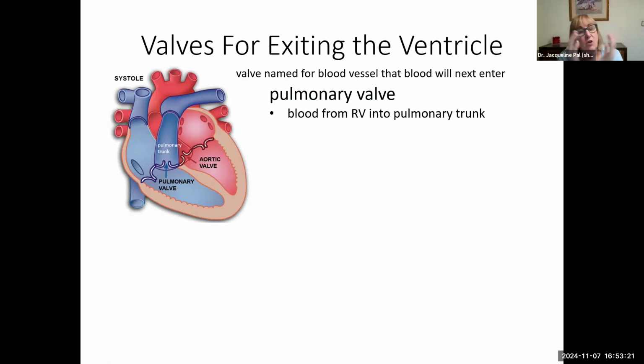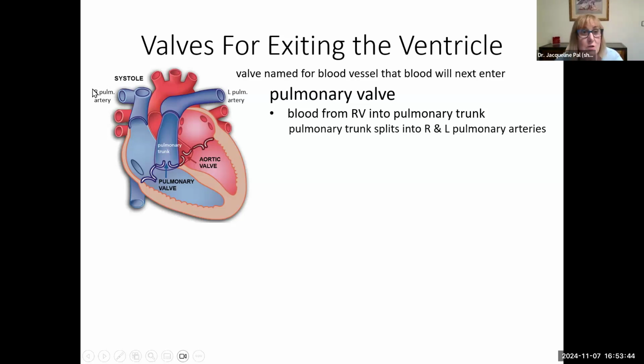Okay. So the problem is we've got a right lung and we've got a left lung, but we only have one pulmonary trunk. Okay, so we have multiple blood vessels that have the name trunk in them. They're all arteries. And what that word trunk means is it's an artery that's going to divide. So the pulmonary trunk is an artery that's going to divide into a right pulmonary artery that goes to the right lung, because this is my right lung, and the left pulmonary artery that's going to go to the left lung.